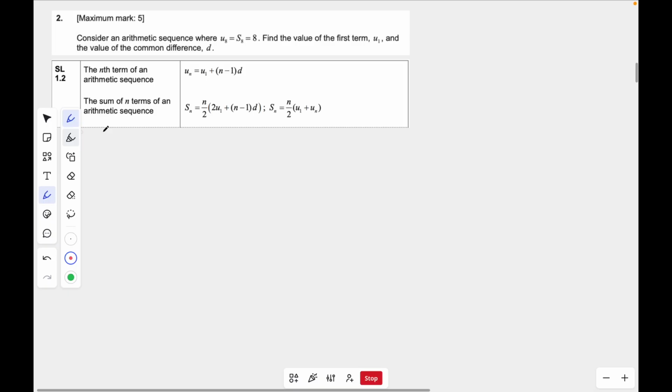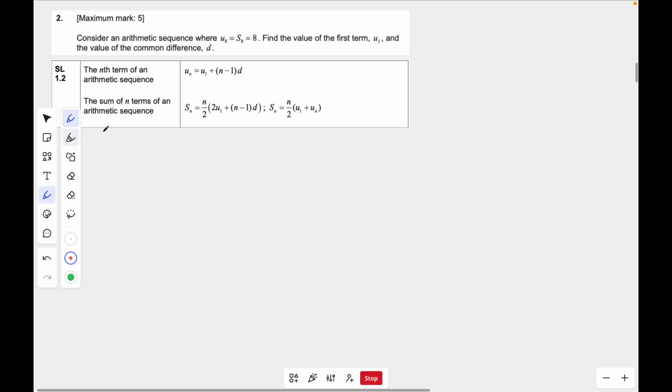Let's move on to question 2. This question is about sequences and series. Consider an arithmetic sequence where U8 is equal to S8, which is equal to 8. Find the value of the first term, U1, and the value of the common difference, D.